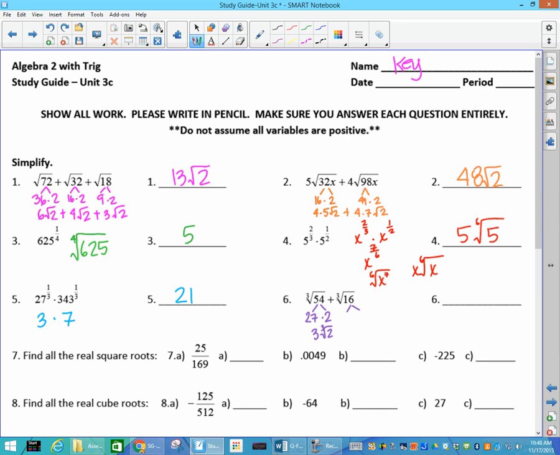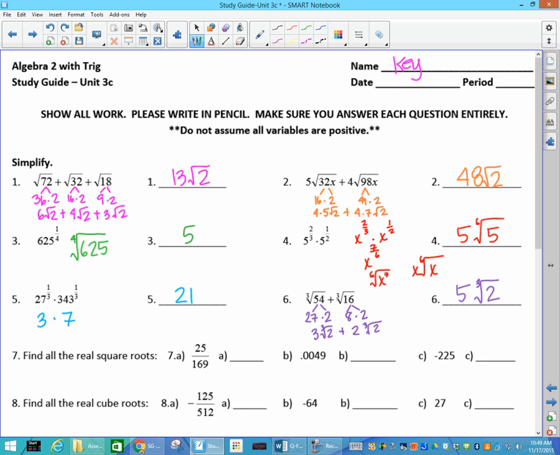And then 16, the highest cube that I know goes in there is 8. And the cube root of 8 is 2, so this becomes 2 times the cube root of 2. So again, that's 3 blobs plus 2 blobs, and that equals 5 blobs. Don't forget the index on that blob, and that blob doesn't change.